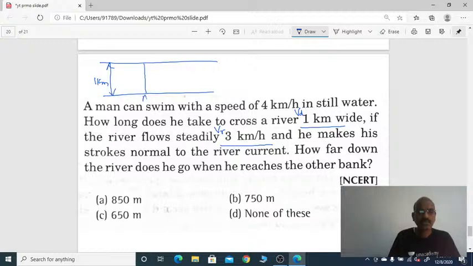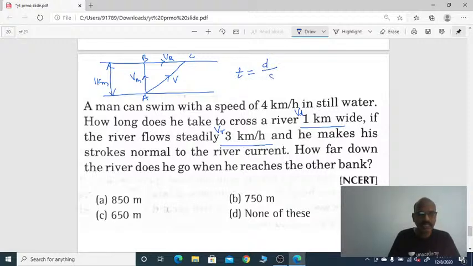Here this is originally the velocity of the man. He has to swim, so this is C, and the river velocity is VR. This is the resultant velocity now. The speed of the river is given and the width of the river is given. Now what is the time taken to cross the river?